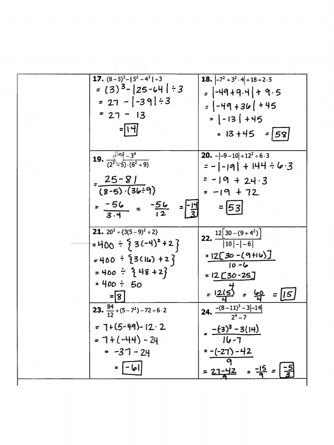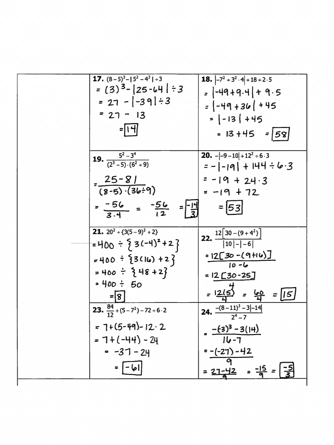Notice, even in number 19, I'm leaving my answer as an improper fraction. You can't do 56 divided by 12. You're going to come out with a decimal. So instead of doing a decimal, I leave it. I just simplify my fraction. I say to myself, what can go into both of these? I could divide the top by 4 and the bottom by 4, and that's how I ended up with this.